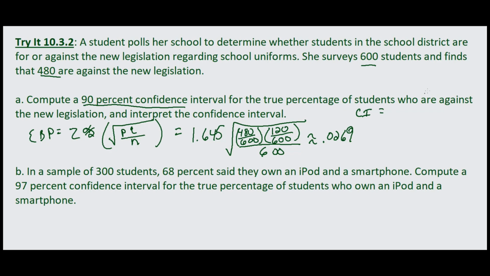which gives us a confidence interval, adding and subtracting from our 480 out of 600, which is actually exactly 80%. That's going to give us a confidence interval of 0.8 minus 0.0269, which is 0.7731. And then the 480 divided by 600, which again is 0.8. So 0.8 plus 0.0269 is just going to be 0.8269.